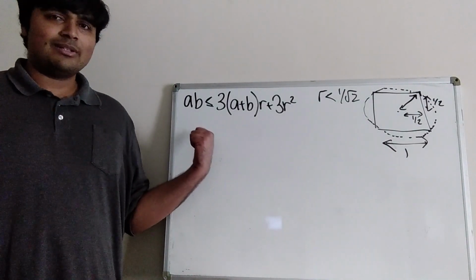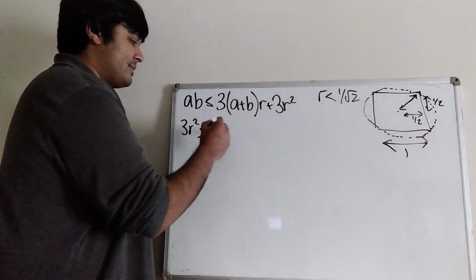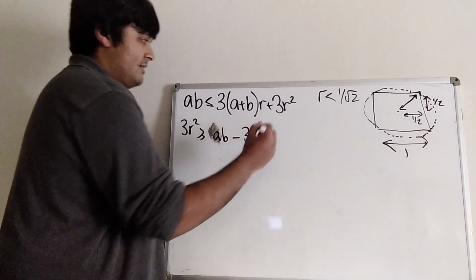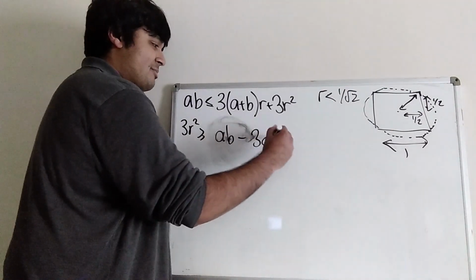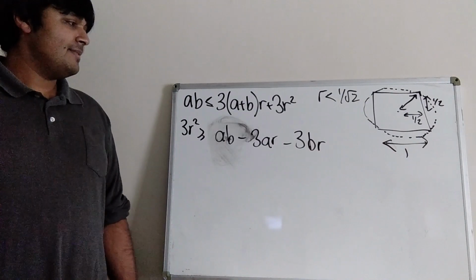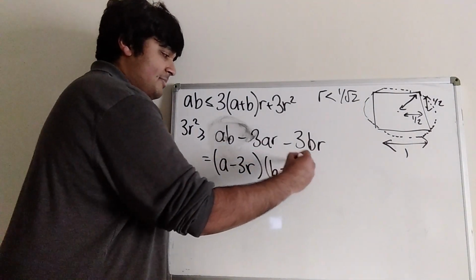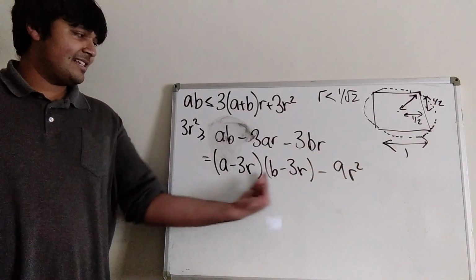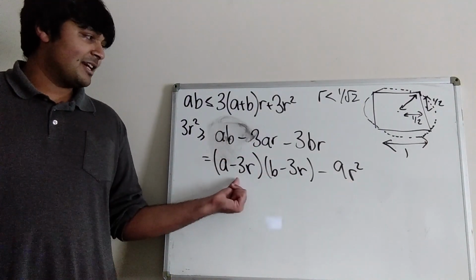Now, let's go back to this inequality which we've already derived. Let's rearrange it. So we get 3r squared is bigger than or equal to ab minus 3ar minus 3br, like so. So just bring this term onto this side here. But then this thing here is simply (a minus 3r) times (b minus 3r) minus 9r squared. Okay, so let's just check that. a times b gives us the ab there. a times minus 3r gives us that. b times minus 3r gives us that.